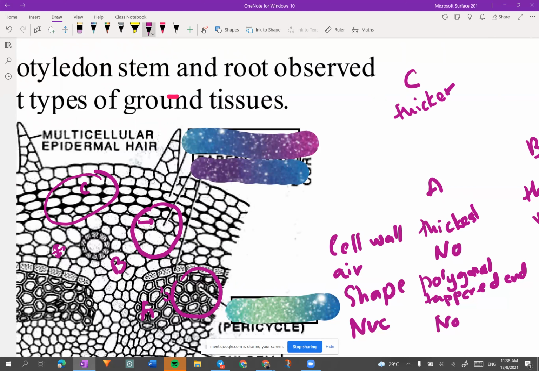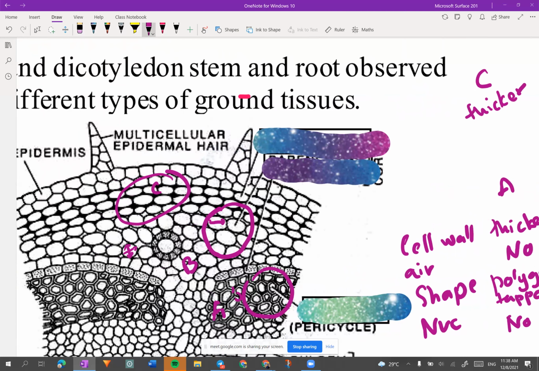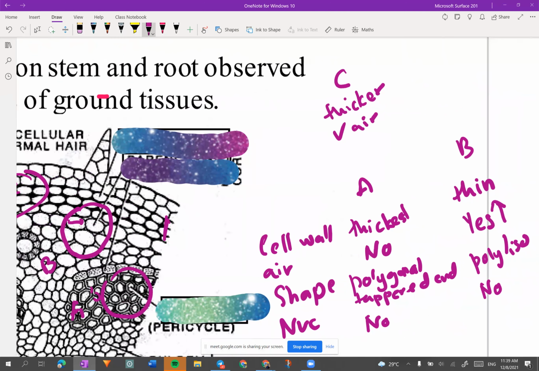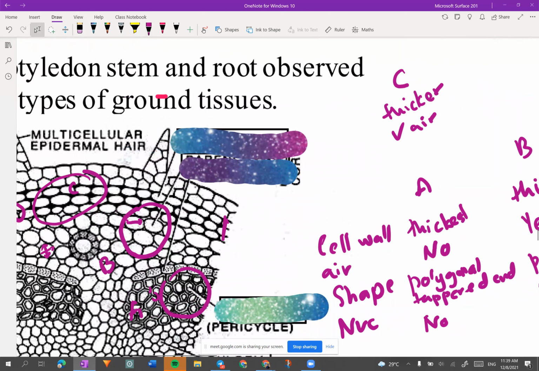C. Do you see any air space between them? Sampai hujung ni, ada tak? Sampai sini. Ada kan? Like this one. Sini ada, sini ada. So dia ada air space. How about the shape? Is it polygonal or isodiametric? Poly. And then the nucleus, nampak tak? Tak nampak. Okay, can you teka what C is?